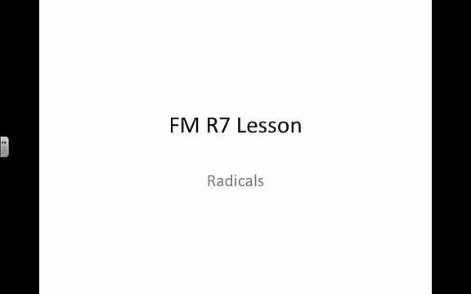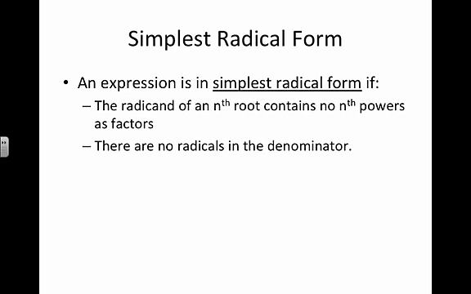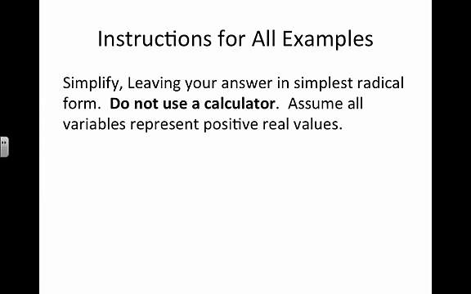Welcome to your Finite Math R7 lesson on radicals. Our objective today is to simplify radicals. An expression in simplest radical form means that the expression is written such that the radicand of the nth root contains no nth powers as factors, and there are no radicals in the denominator.